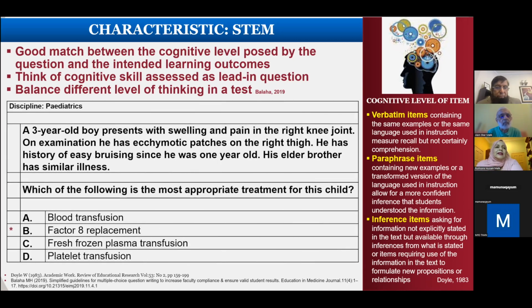Okay, again, there is one question. This is from pediatrics. It has a scenario which is followed by the most appropriate treatment in this child. And you see that all the options are treatments: blood transfusion, factor VIII replacement, fresh frozen plasma, and platelet transfusion. So the student has to read the whole scenario, come to the diagnosis, then follow the treatment. In the treatment, the options are given, so the student has to select which option is the best.